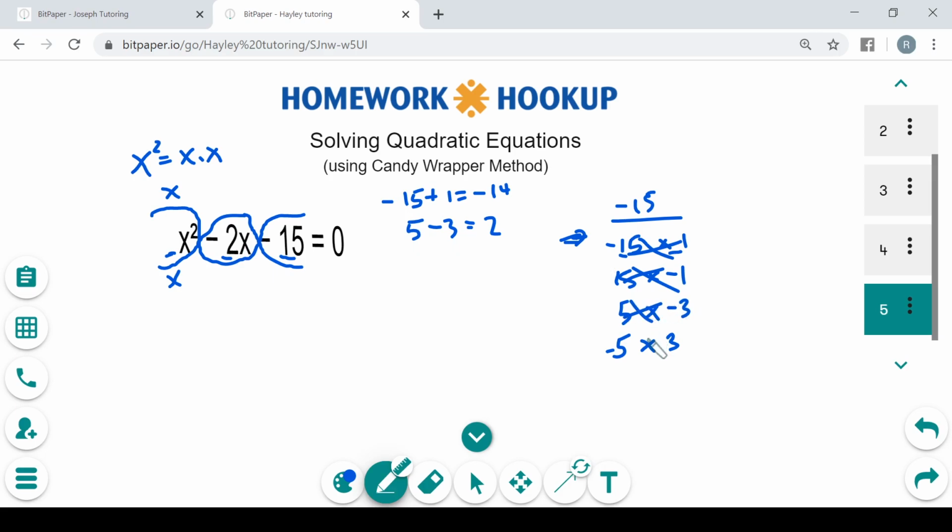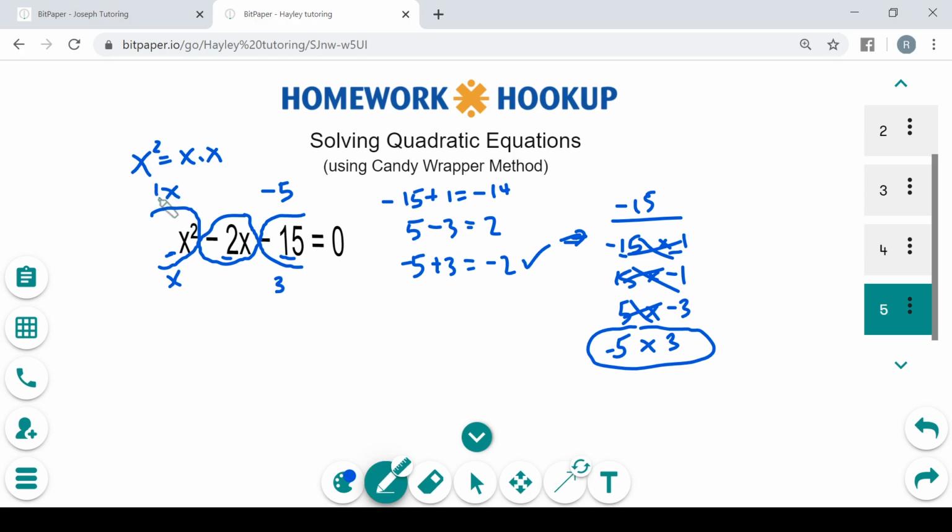As you can see, it must be this last one because we're at the bottom of our group. Negative 5 times 3 is negative 15. When we add them together, negative 5 plus a positive 3, we get negative 2. So bingo, this is the right one. What you're going to do is write the negative 5 up here and the positive 3 right here.